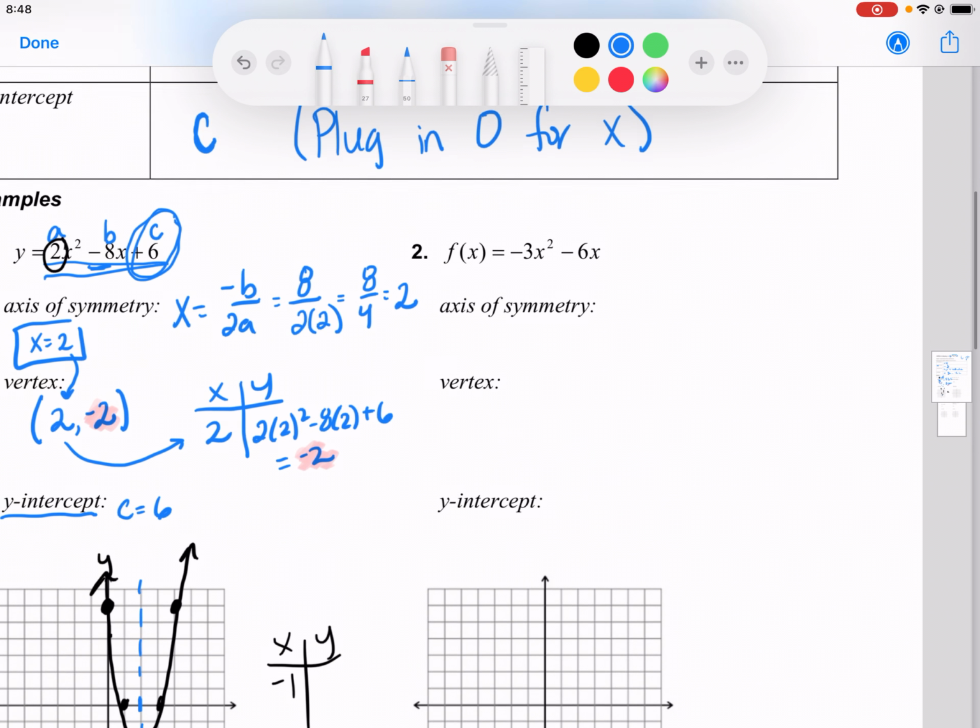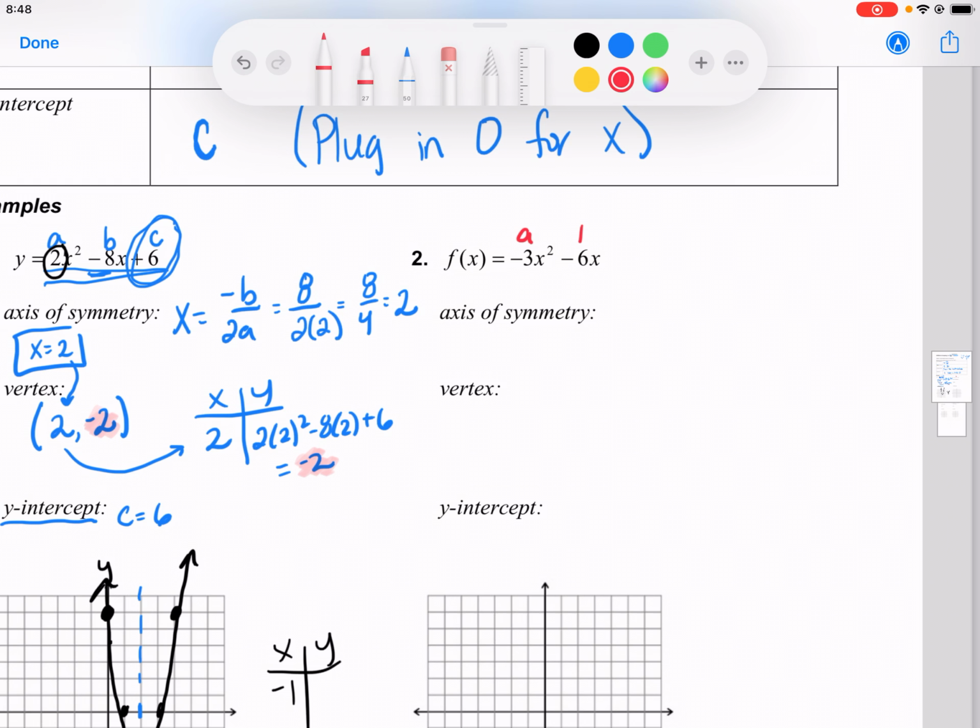Okay, so once again, first thing I would do is label your a, b, and in this case our c is 0, because there's nothing added at the end. So axis of symmetry, remember, is -b over 2a. So b is already negative, so I'm going to change it to a positive 6 over 2 times -3. 2 times -3 is -6, so I do multiplication first on the bottom. And then 6 divided by -6 is -1. So x equals -1.